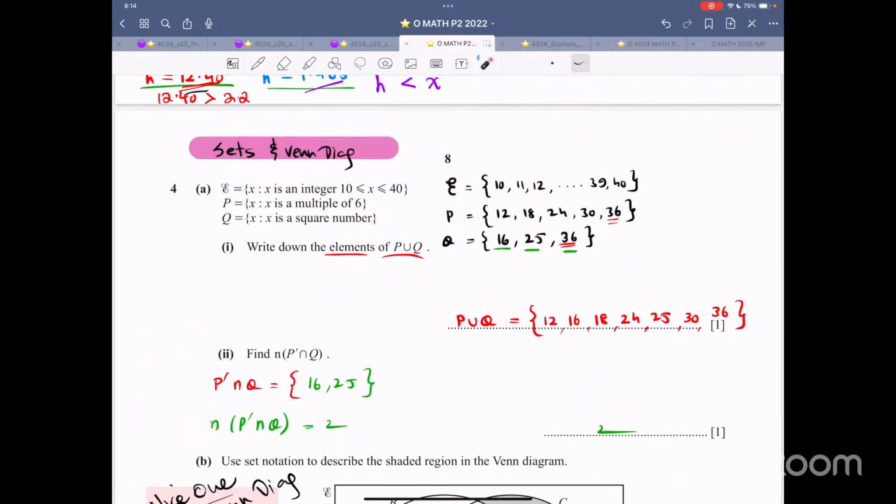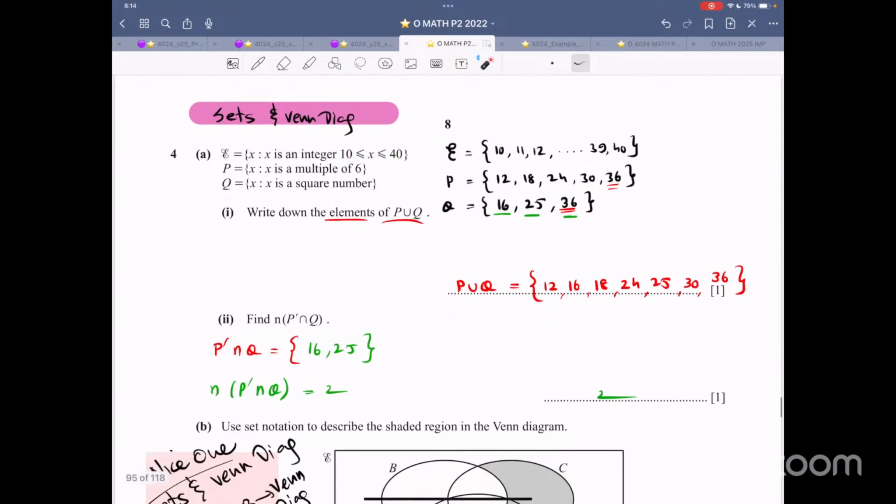It says x is an integer between 10 and 40. So there are many of them. Actually 31: 40 minus 10 is 30, add 1, that is 31. P: x is a multiple of 6. 6 times 2 is 12, 6 times 1 is not there. So 12, 18, 24, 30, 36. Q: x is a square number between these, that is 16, 25, and 36.